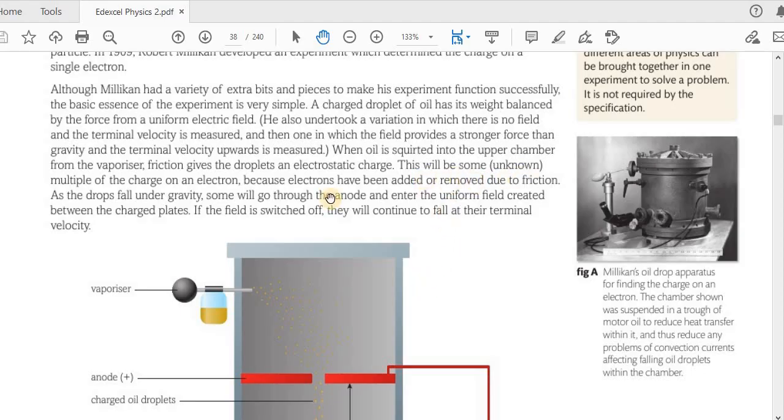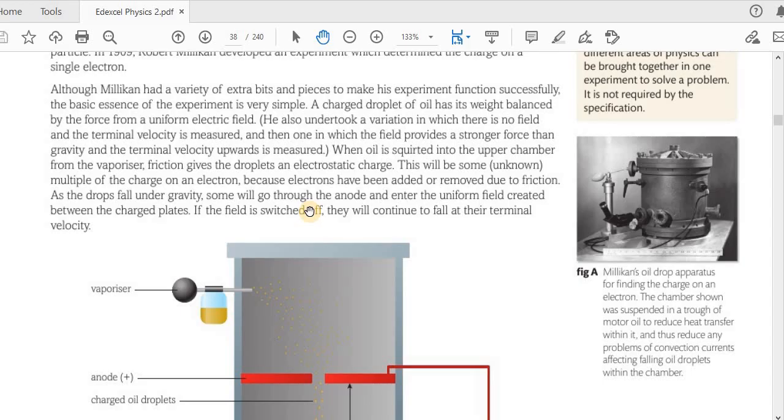This will be some unknown multiple of the charge on an electron. So here we have the net charge. From that only we determine the total number of electrons on the oil drop. Some electrons may be removed when it is going through the air, when it gets rubbed against air, or we can also say the electrons are added to this.